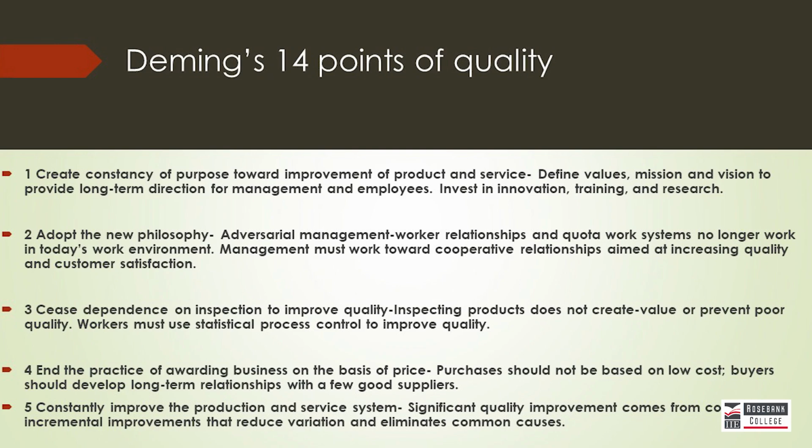The next point includes ceasing dependency on inspection to improve quality. Inspecting products does not create value or prevent poor quality. However, workers must use statistical process control to improve quality. The fourth point includes ending the practice of awarding business on the basis of price. Purchases should not be based on low cost. Buyers should develop long-term relationships with a few good suppliers. The fifth point includes constantly improving the production and service system. Significant quality improvement comes from continual incremental improvement that reduces variation and eliminates common causes.